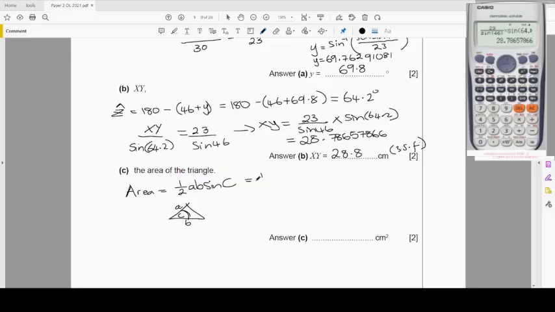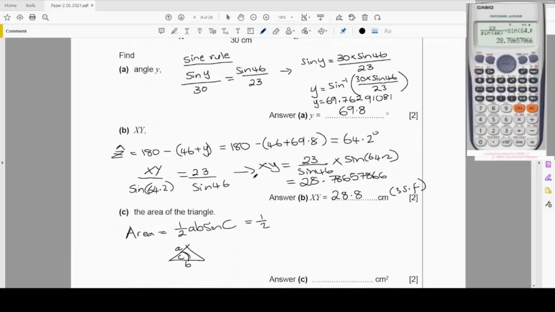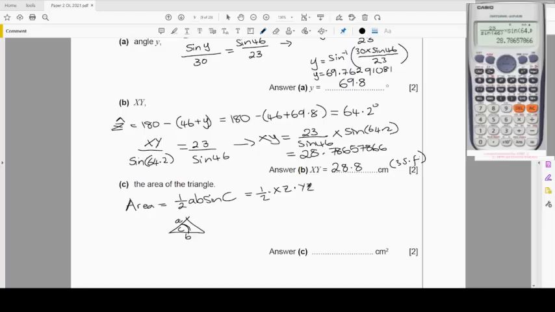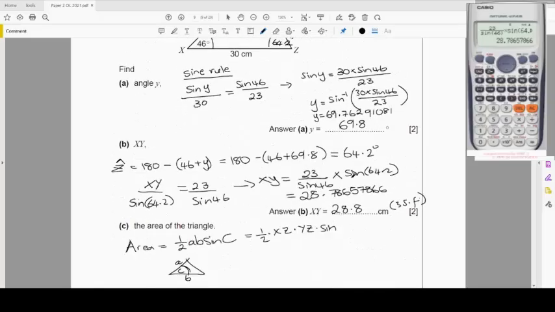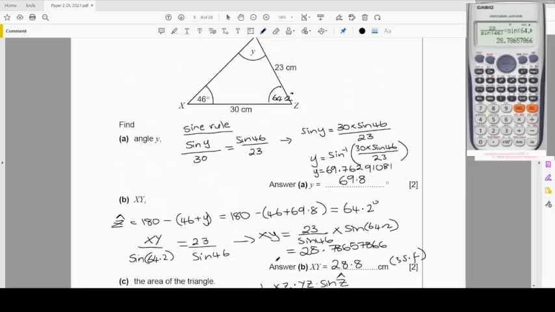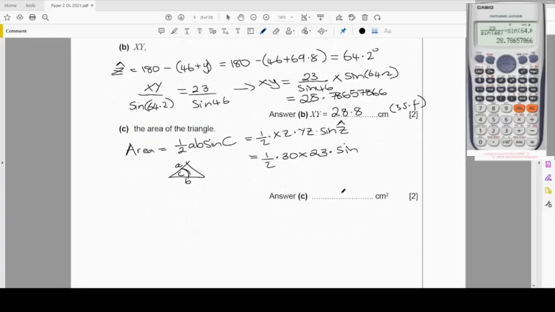So this is a half. Which two sides am I going to use? I have these two sides and the angle there, so I'm going to use those. So that's xz, half of xz times zy or yz times sine of the angle at z. Okay, so this is a half, 30 times 23, and then sine of 64.2. Okay, so again, this you would just type in on your calculator.